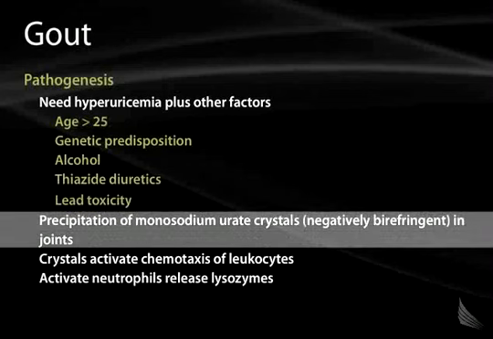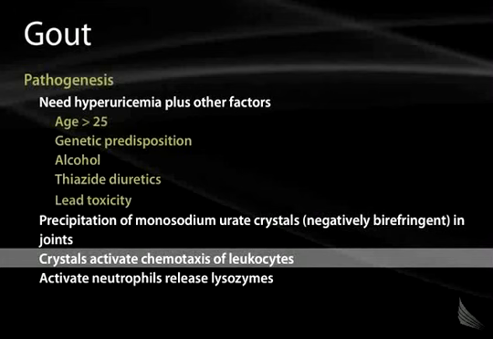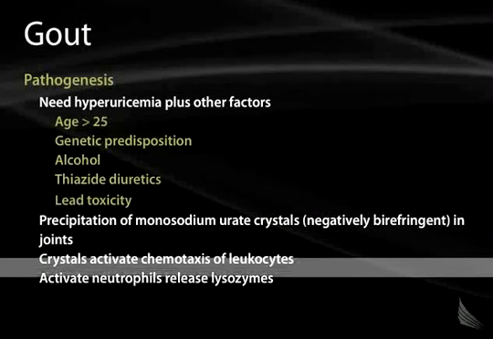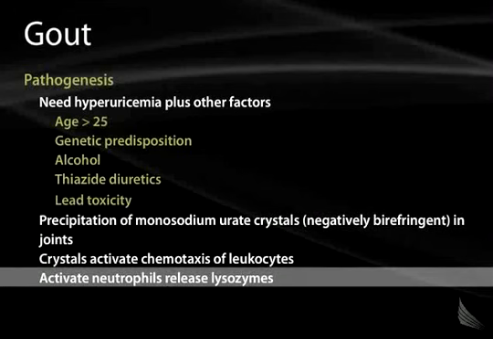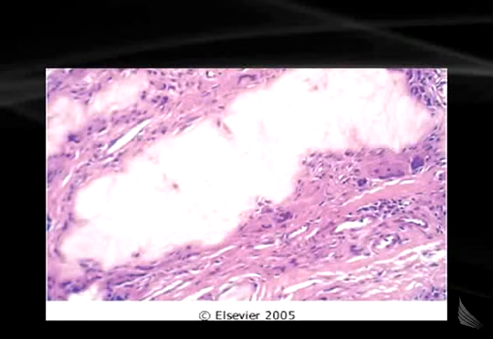What one sees again is precipitation of monosodium urate crystals, which are negatively birefringent when looked at under polarized light in joints. These crystals are thought to activate chemotaxis of leukocytes. These leukocytes release various lysozymes, which end up damaging the joint and creating pain for the patient. This picture is simply an example of tophi, the central area of the monosodium urate crystal surrounded by a rim of fibrosis with scattered giant cells as the joint reacts to this foreign substance being deposited.